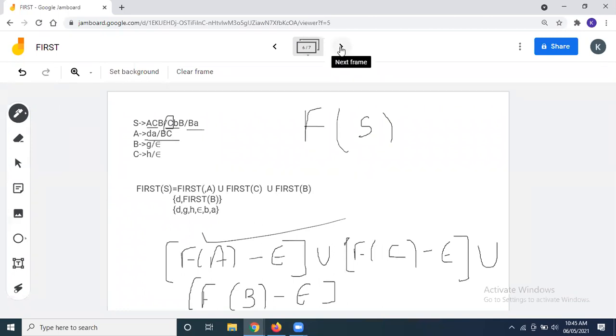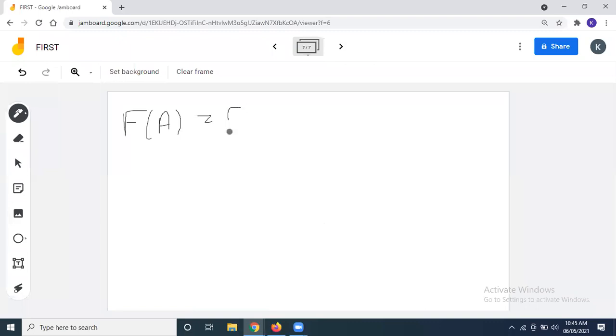What is the first terminal symbol we have in A? That is terminal symbol D. Yes. So we will write it here. D, comma.